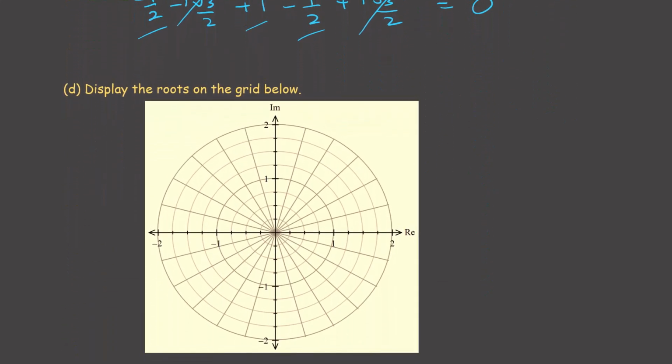Display the roots on the grid below. So one of them was 1. Then we had cis 2 pi by 3, and I think I've got that one in the wrong place. I think it is there.